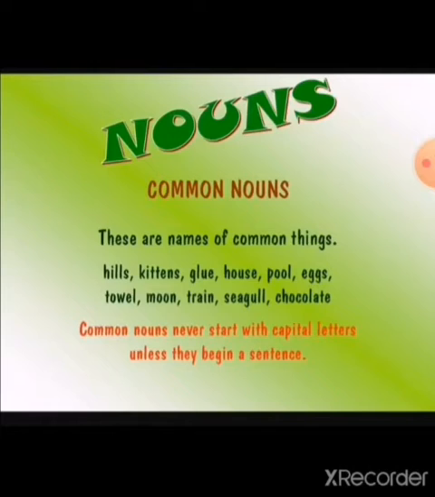But when I say only chocolate, so chocolate can be any chocolate. That is why it's a common noun. Okay, a house can be any house. Okay, pool, it's a common thing. A train is common, seagull is common. Okay, moon, it's a common thing. So these are common nouns. Now common nouns never start with capital letters unless they begin a sentence. You must remember these things, that proper nouns start with capital letter while common nouns start with small letter. Okay, but if it is the start of a sentence, of course we have to capitalize it.